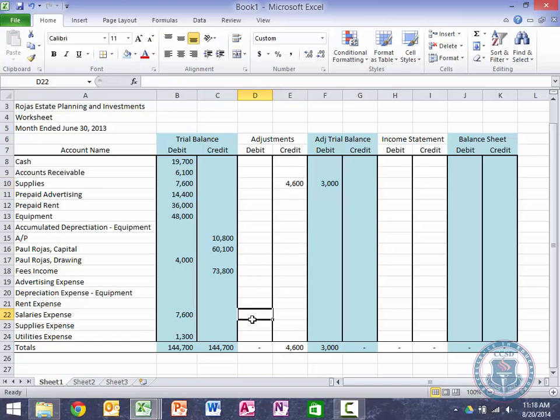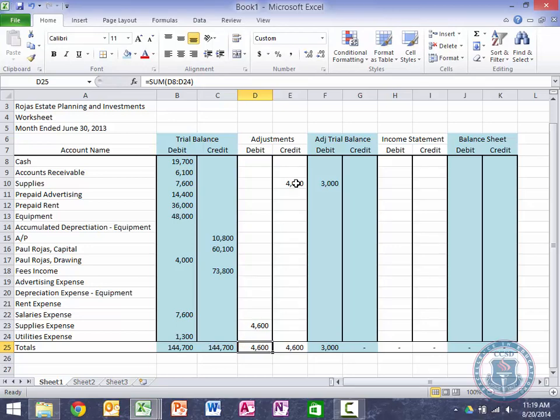Supplies expense. Boom. So we're going to say equals. I'm just going to equal that same number over here. Notice that as I'm going, my numbers down here, because I have my sums, are totaling up and balancing every single time I get done. Equals sum, grab everything above it. This one right here. So sum in the parentheses.